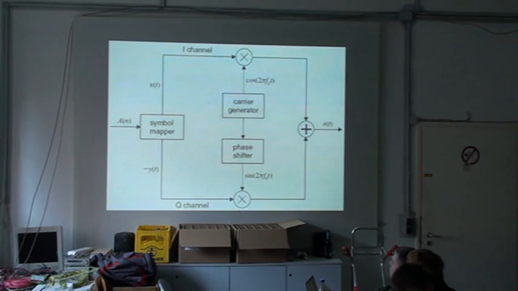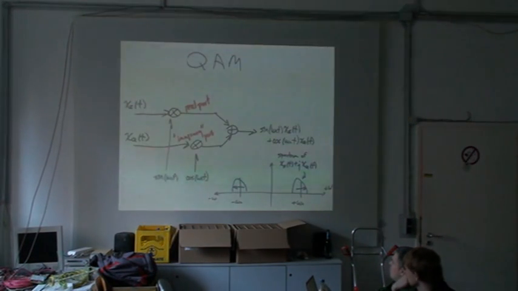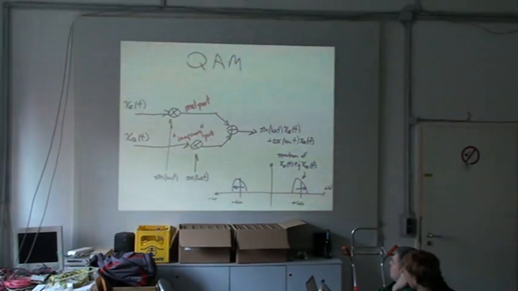So here's the modulator, the general case of amplitude modulation with in-phase and quadrature channels. The in-phase and quadrature channels are multiplied by two carriers that are out of phase with each other by 90 degrees, and then you sum them back together. Here's my bad drawing of one, but it's the same device. So what you've done is you've gone from 4-way symmetry to 2-way symmetry.